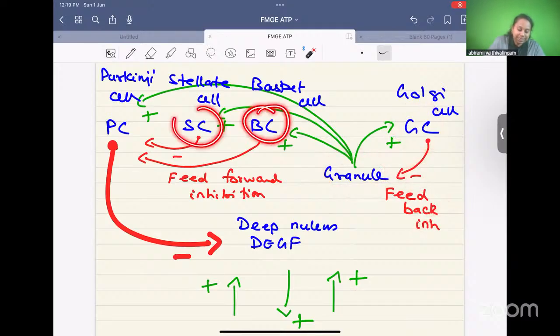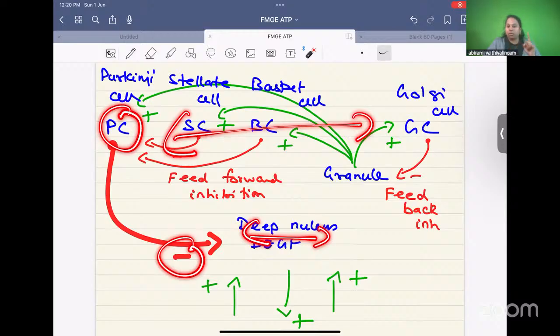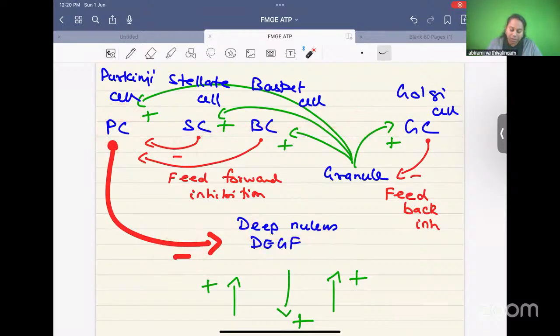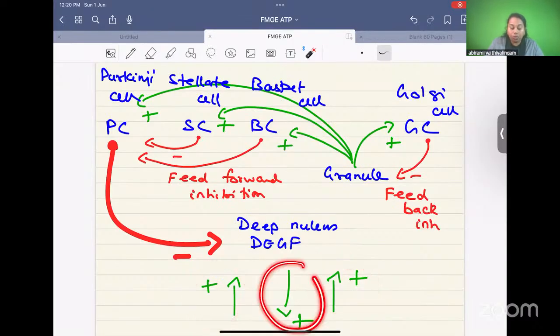Basket cell and stellate cell inhibit Purkinje cell. This is called feed forward inhibition. Purkinje cell is the net inhibitory connection between all the cells in the cortex and the nucleus. All inputs into the cerebellum are excitatory. The net output of the cerebellum is also excitatory.